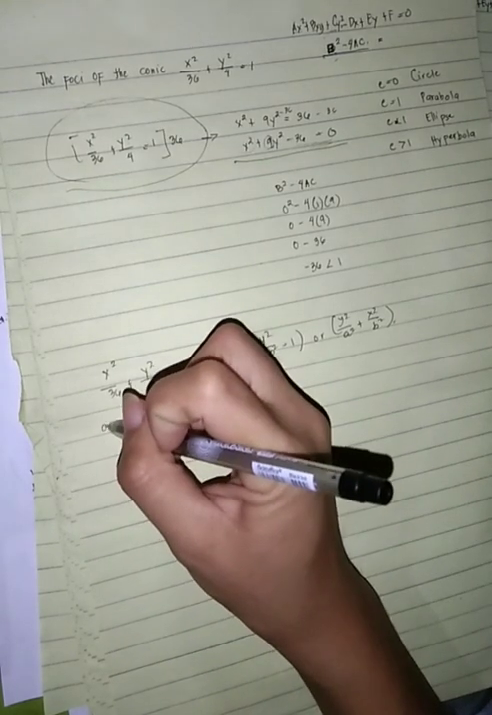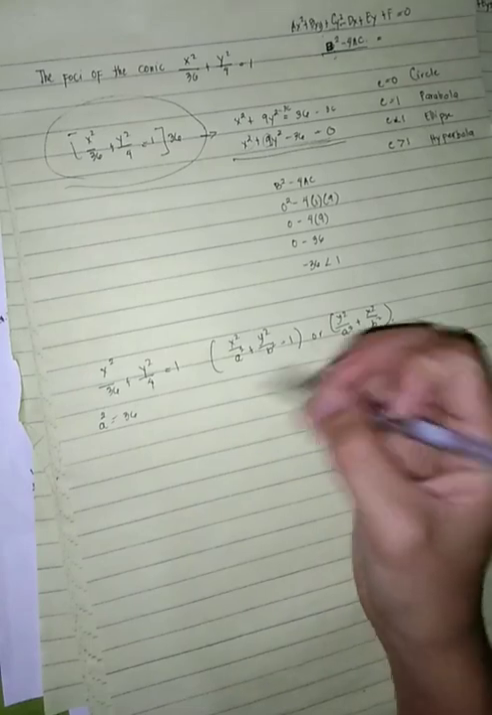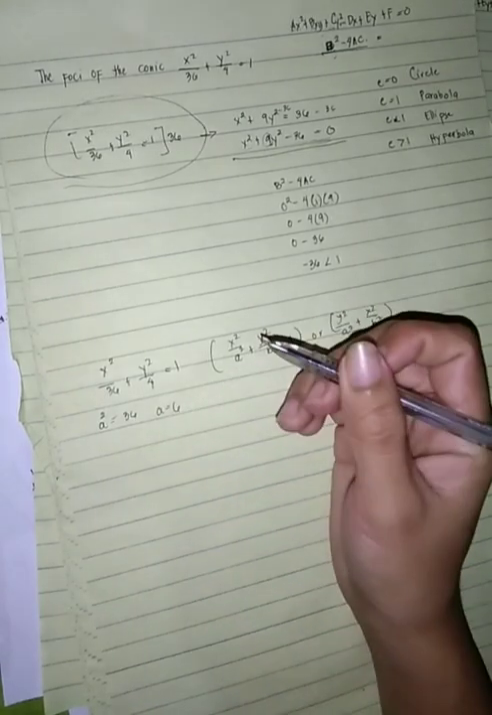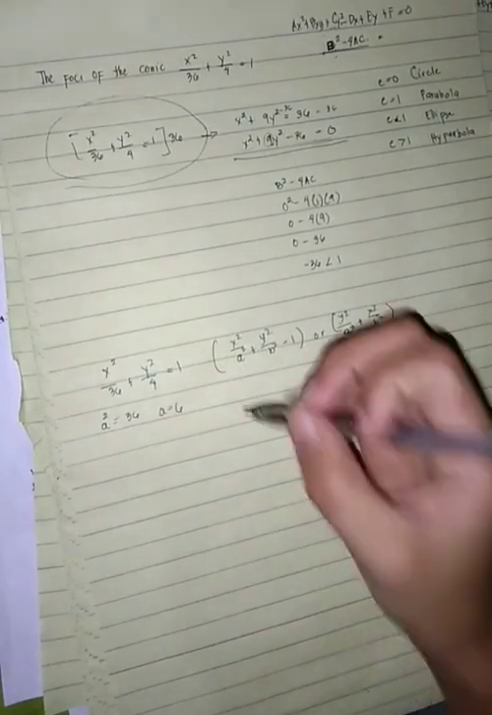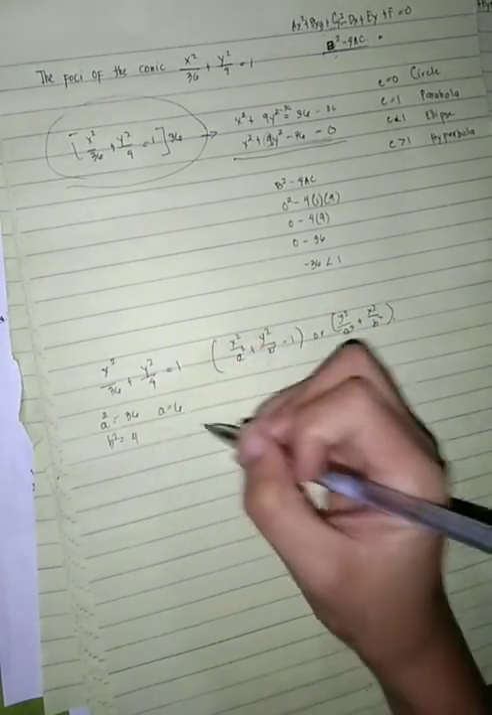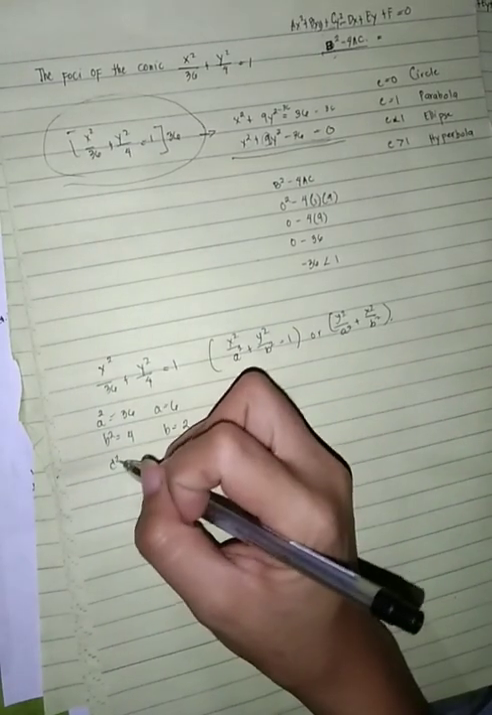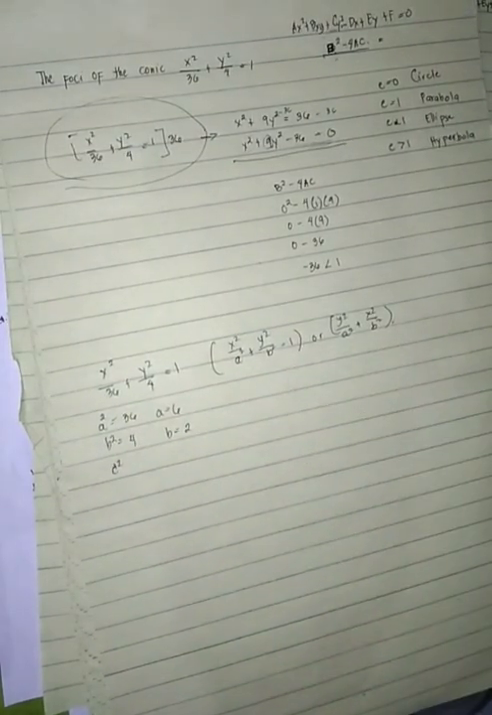So, first, we have to determine our a, our b, and our c. A is the distance from the center to the vertices of the ellipse. So, a squared is equal to 36. Therefore, a is equal to 6. And our b squared is equal to 4. Therefore, b is equal to 2. Then, our c squared. c is the focal distance, the distance from the center to the foci.